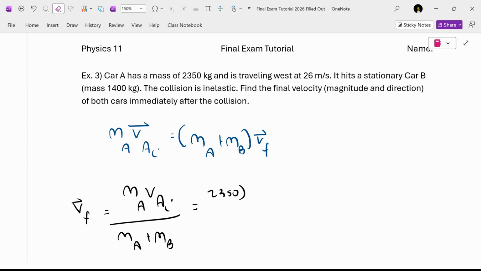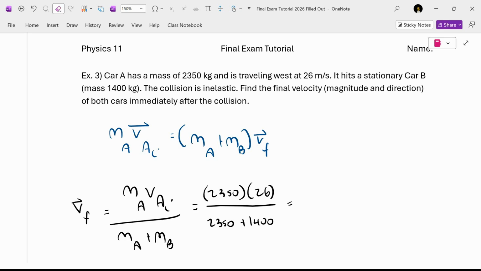2,350. I've just let west be positive. If I get a negative answer, then that'll be east. And stuck together, 2,350 plus 1,400.